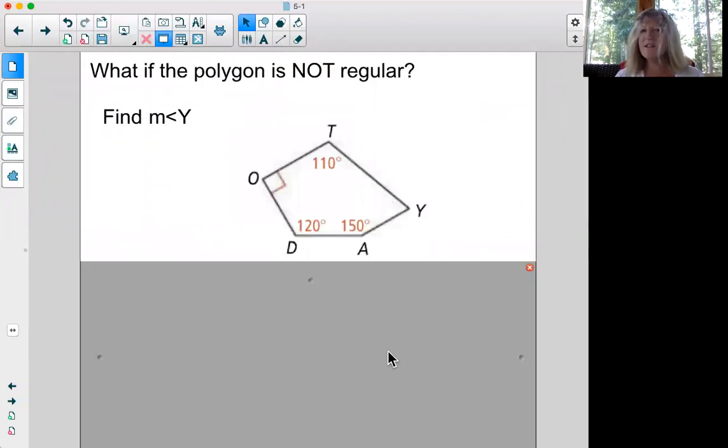What if the polygon is not regular? What if it's not a regular polygon at all? What if all the sides are different lengths and all the angles are different? Pause the video and solve for y, and then press play.